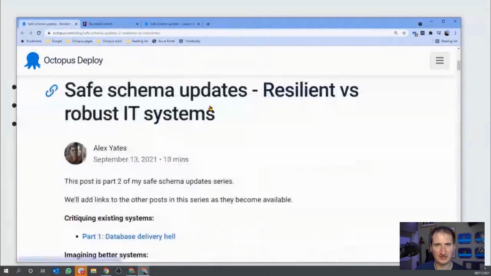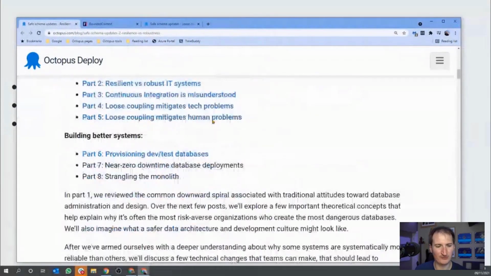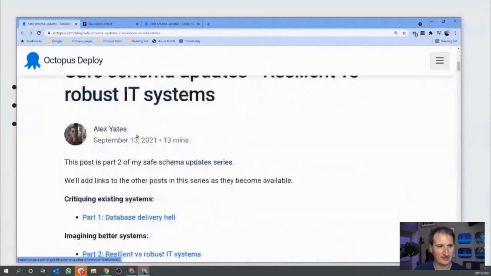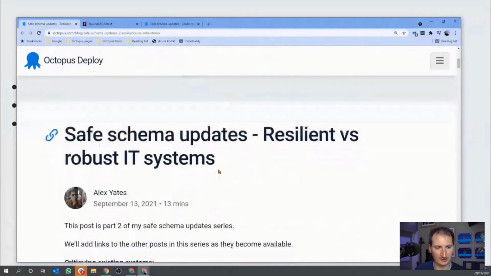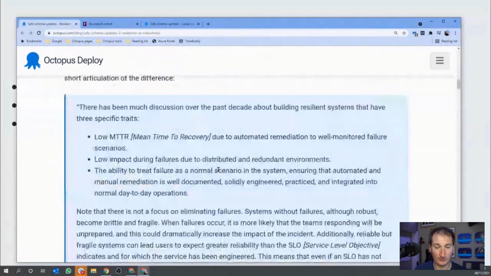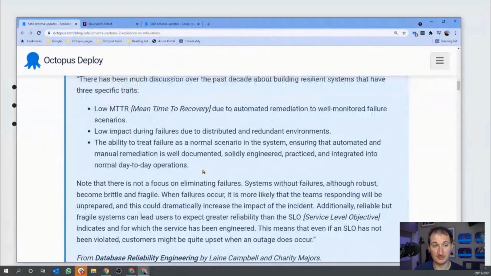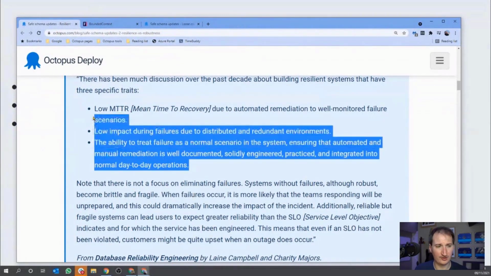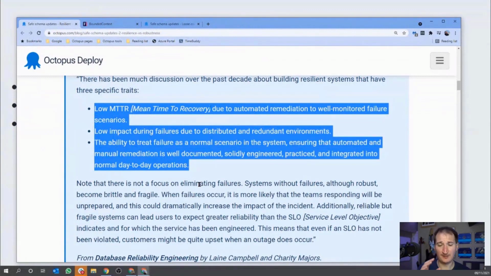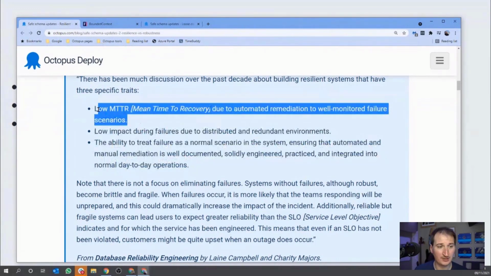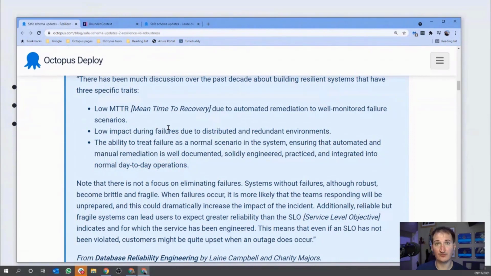Trying to define resilience engineering, it's one of those things that I'm not going to try and define it myself. What I really like, and I referenced it in the blog post about resilience here, is a blog post in one of my favorite books, Database Reliability Engineering by Lane Campbell and Charity Majors. I've got the whole quote here. Read the blog post, read the book. I'm going to focus on the three aspects that Campbell and Majors say are the key attributes of resilience engineering. The first one is mean time to recovery over mean time between failures.